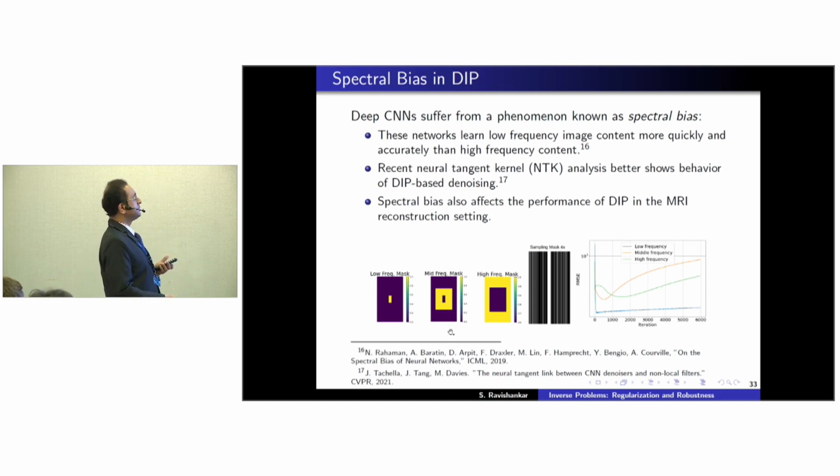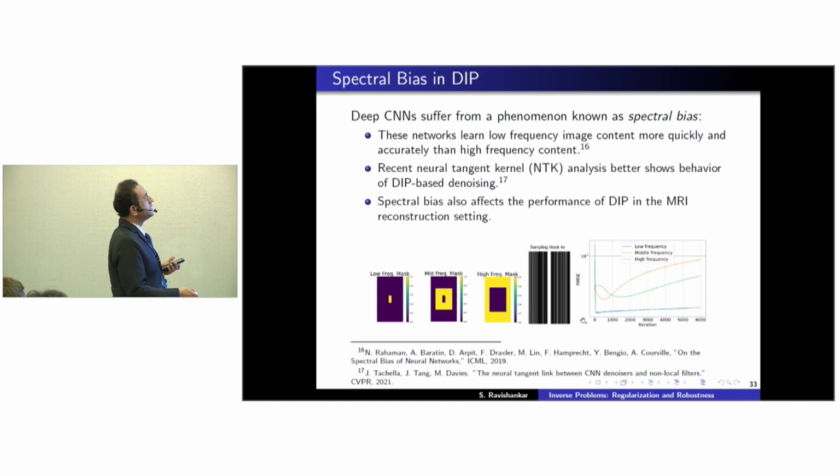So here's an example where we undersample the Fourier space by 4 times. This shows the reconstruction with deep image prior of different frequency bands. So the reconstruction of the low frequencies, the mid frequencies. The yellow portion is the frequencies over which you compute the error of the reconstruction. And then high frequencies.